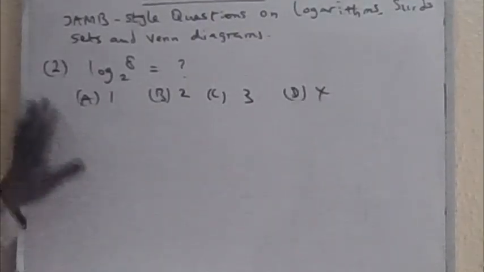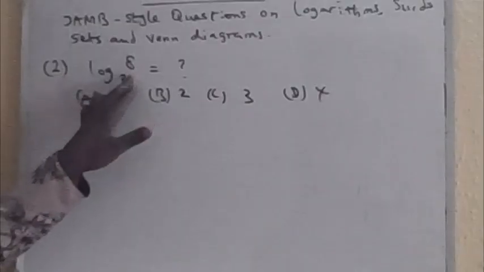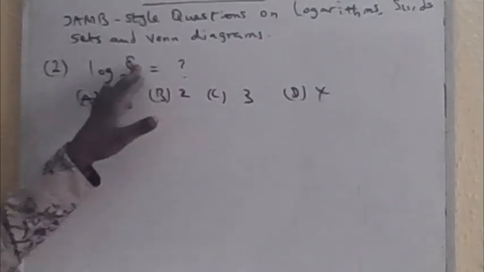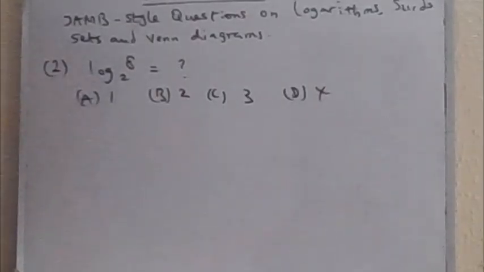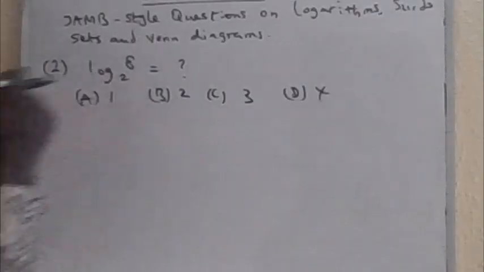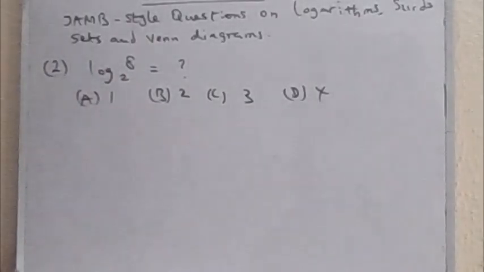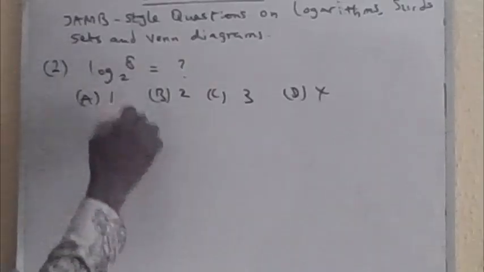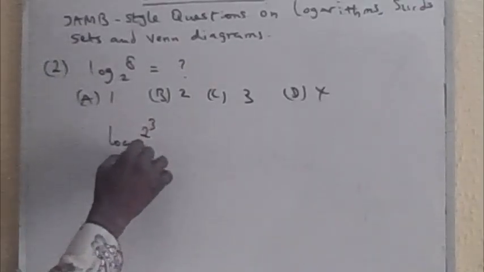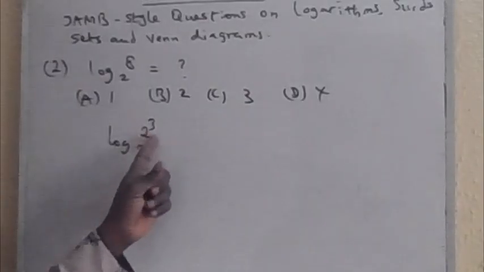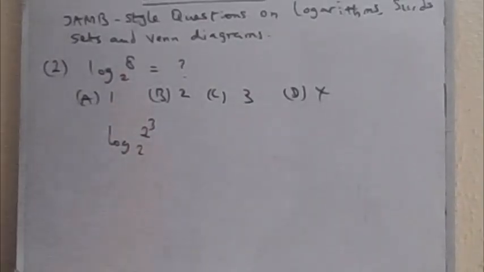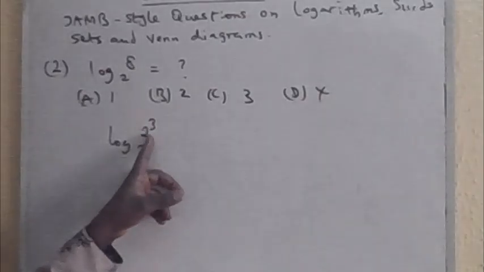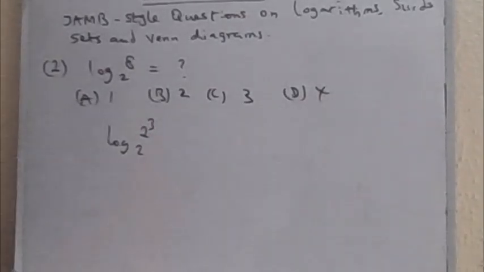So again, number 2, we have log 8 to base 2. What is it? Log 8 to base 2, what is it? I'm giving the same options again. Now, we'll have to express this 8 in the power of its factors. So log 8 now becomes log 2 to the power 3 to base 2. Why? Because 2 times 2 times 2 will give us 8.